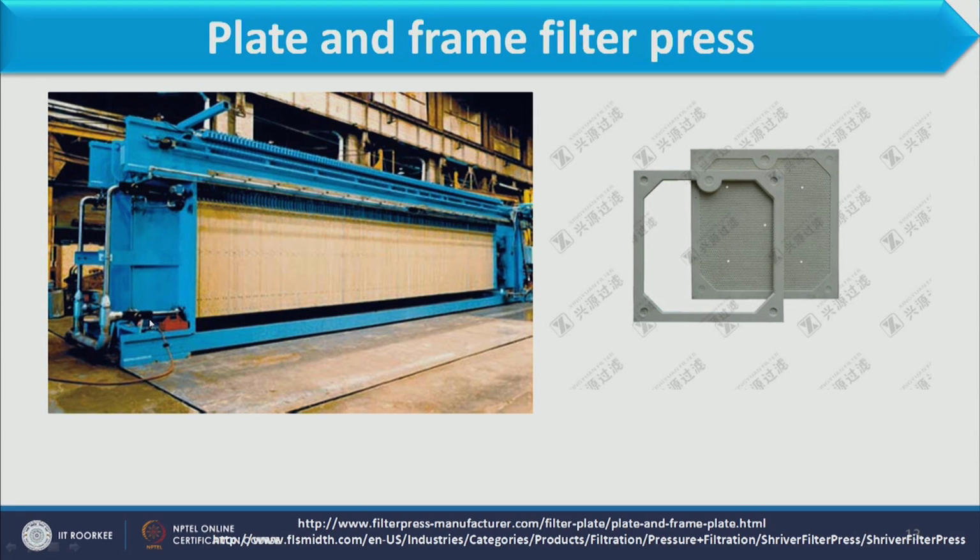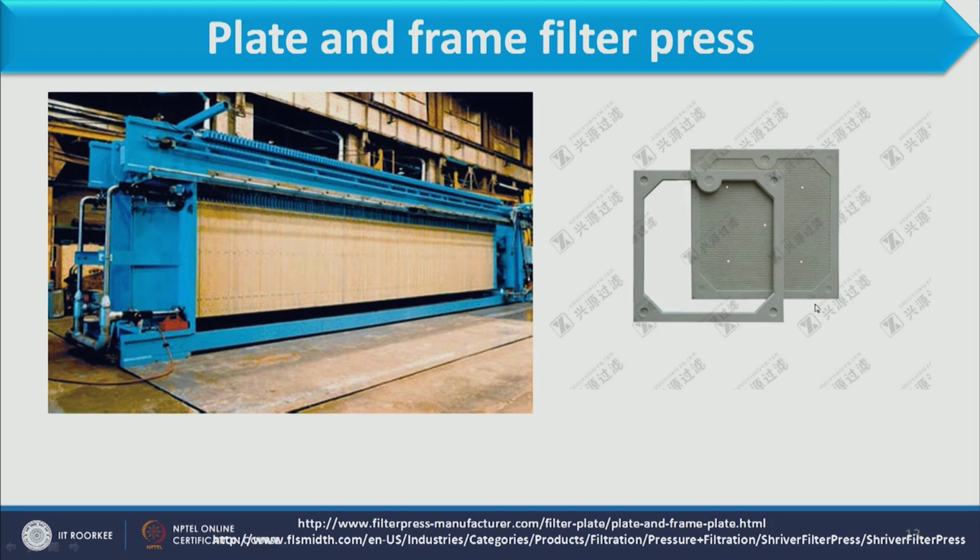Now if you see this slide, the first figure over here shows a filter press of very large size, and all this white section is nothing but the cloth which is falling between plates and frames. So it looks like this, very compact and very efficient equipment.